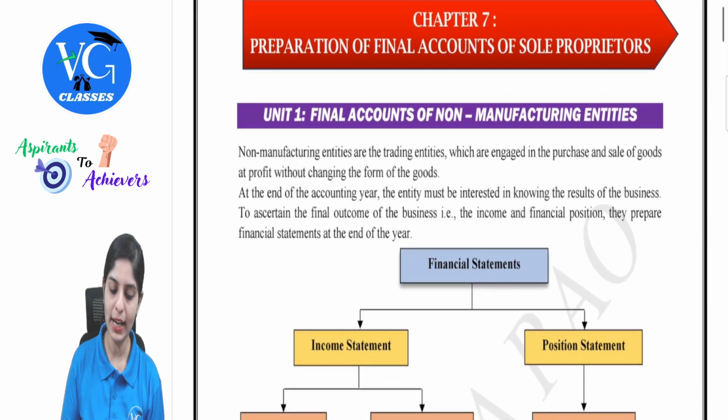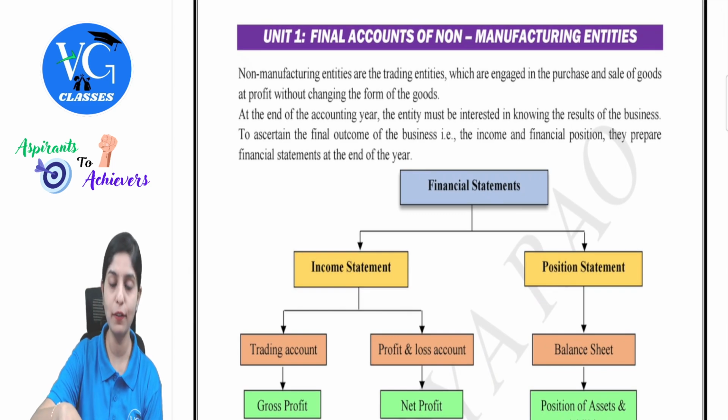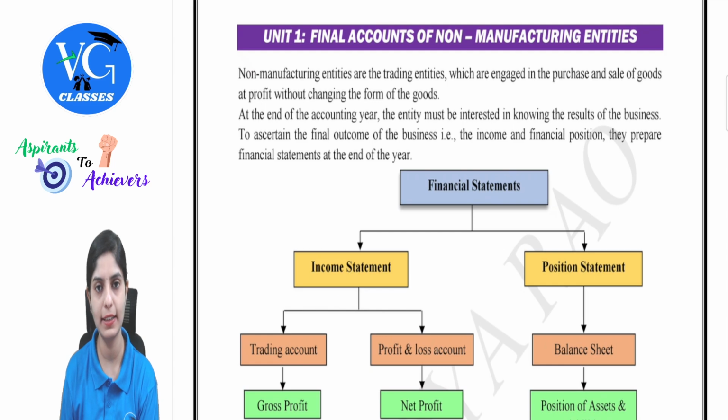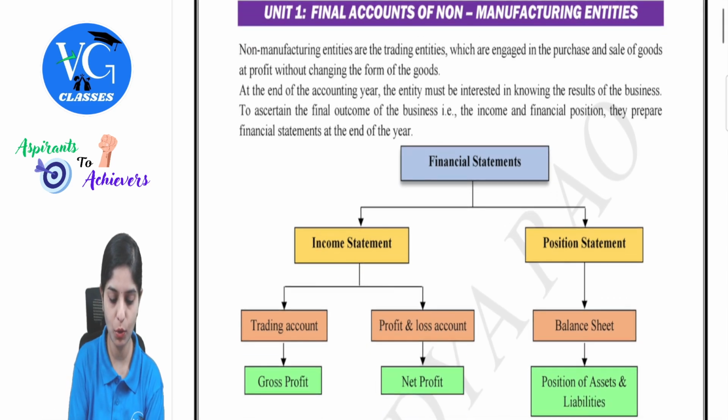So unit number 1, as I mentioned, is final accounts of non-manufacturing entities. First of all, what are these non-manufacturing entities? These are those entities which are engaged in the activities of pure trading. So what does trading include? Buying and selling of goods. This does not include any alteration to the products or goods which they buy, because these are non-manufacturing entities.